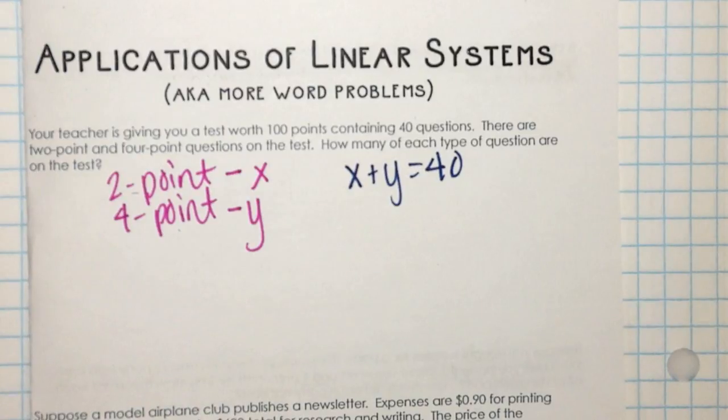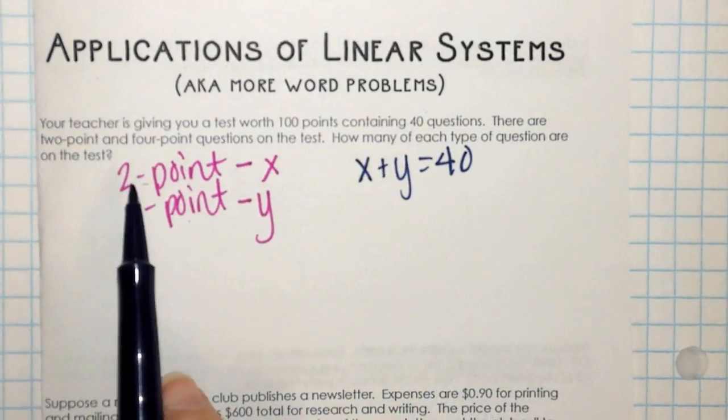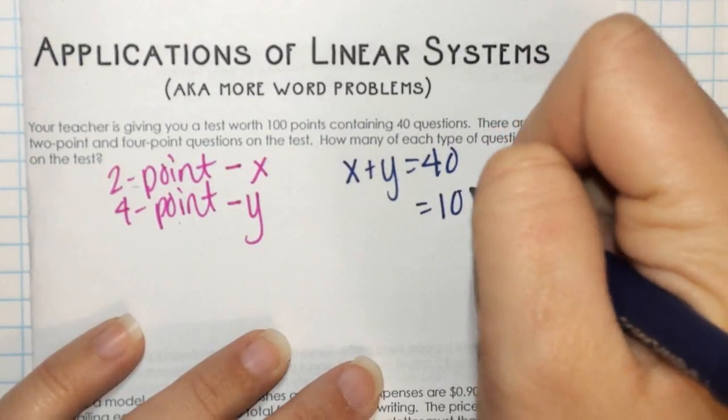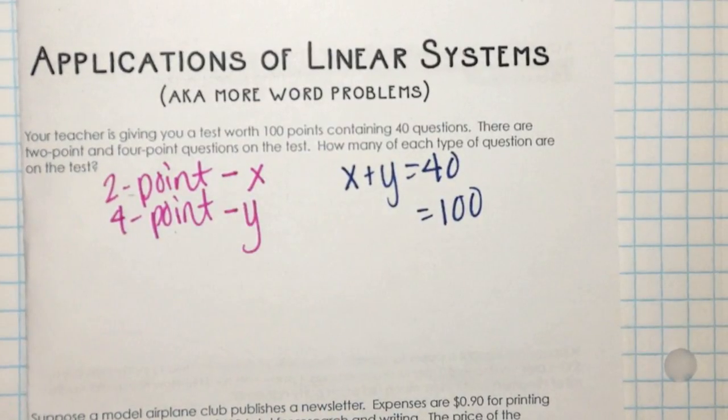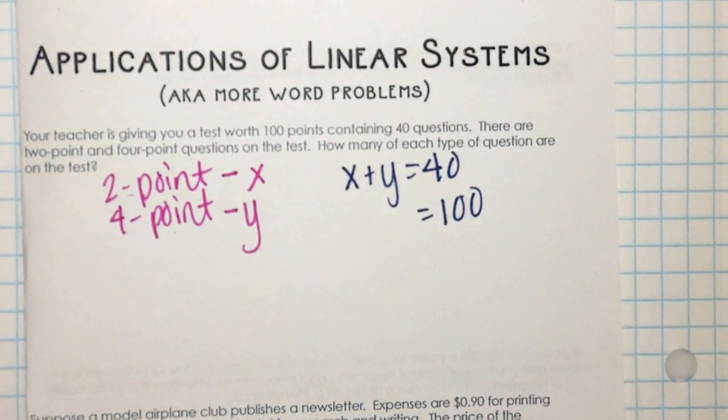Now, what else do they tell us? It's 100 points. Okay, so we're going to set something equal to 100. What can we do with this information right here? How would we get 100 points? It's not magic. How would we get 100 points? Add what? Okay, so how would I do that? You're right. I want you to tell me how I do that, though.